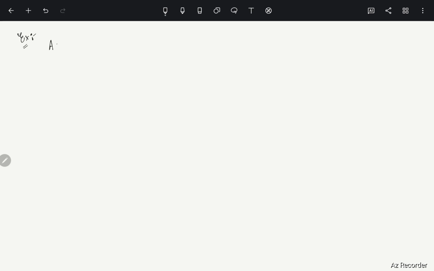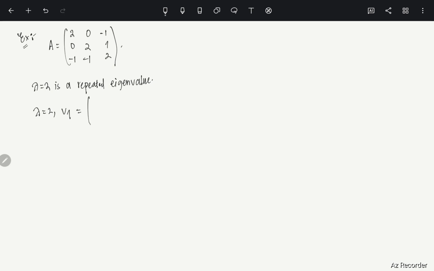First of all, let's assume a matrix A which is 2 0 minus 1, 0 2 1, minus 1 minus 1 2. It is very easy to check that lambda equals 2 is a repeated eigenvalue. Of course you can always get one eigenvector out of it. That's not a problem. So for lambda equals 2, v1, let's call it (1, minus 1, 0), is an eigenvector.